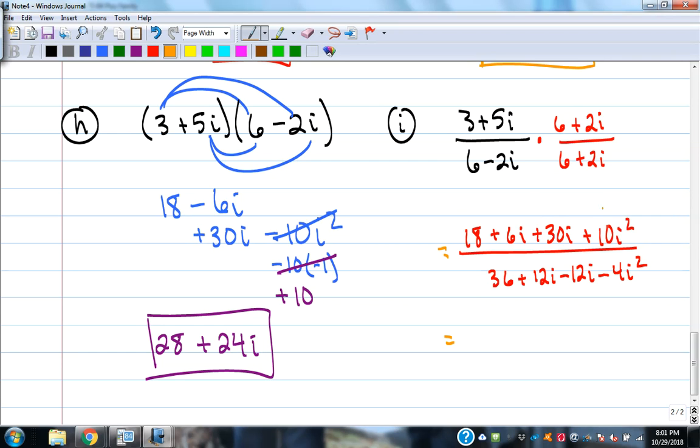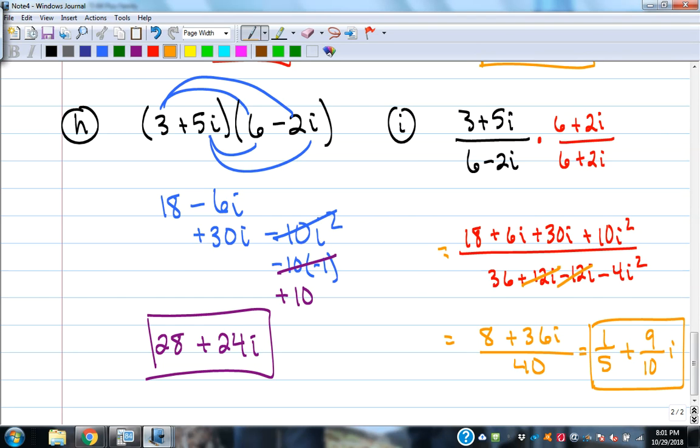And so you get 18 minus 10, which would be 8 plus 36i. And on the bottom, you get 36 plus 4, which is 40. And then you can simplify that a little bit further and get 8 over 40 is 1/5. 36 over 40 would be 9 over 10. 4 goes into 36 9 times. 4 goes into 40 10 times. There you go. That's what you end up with.